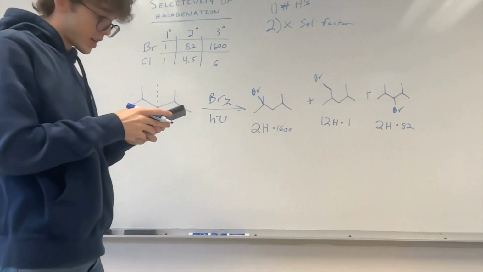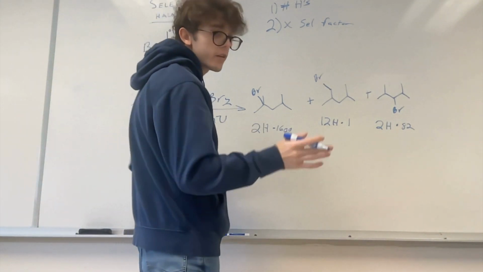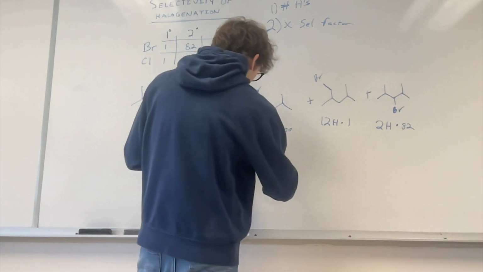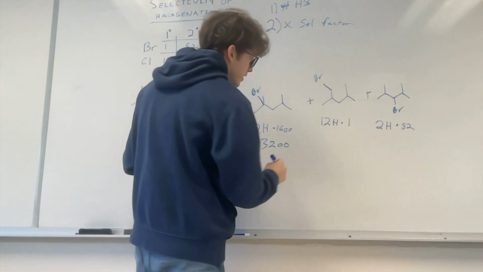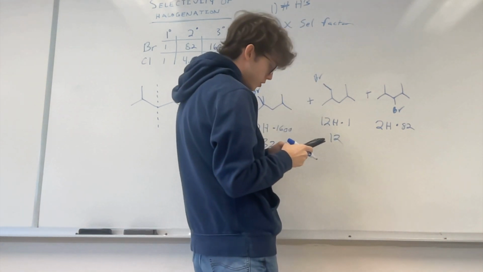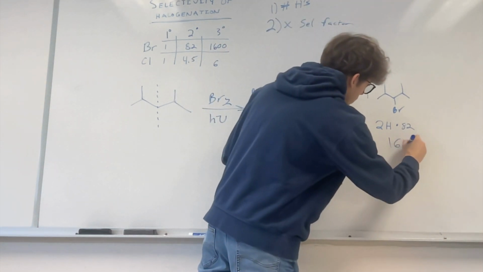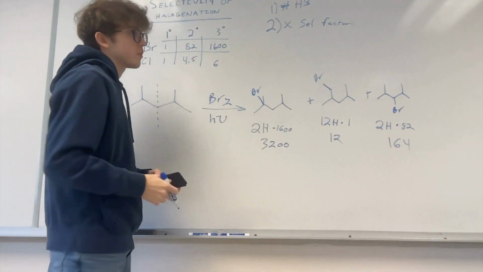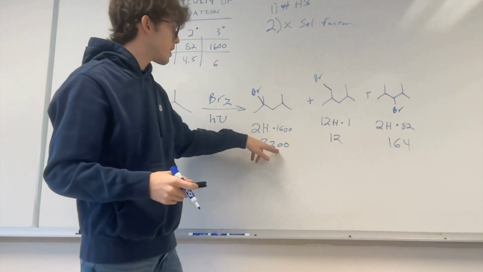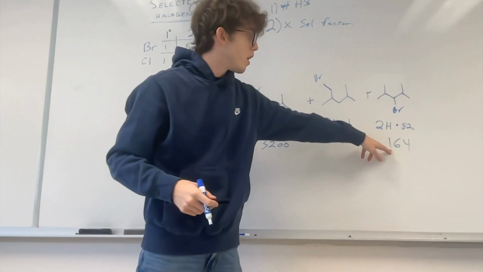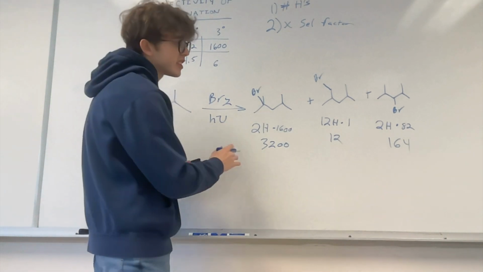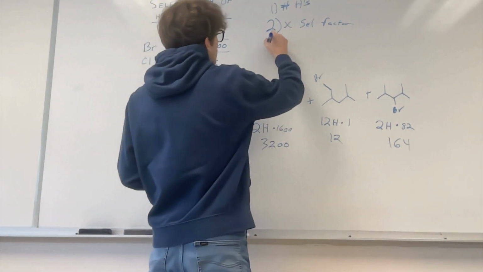So 2 times 1,600, I should know that. I don't know why I just typed that in my calculator. 3,200. All right, and this is 12. And this is 164. All right, so these are the relative values. For every 12 of these we make 3,200 of those and 164 of those. Quite simple. Now let's get the sum of all these values.